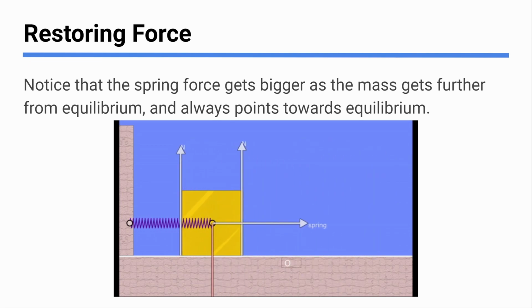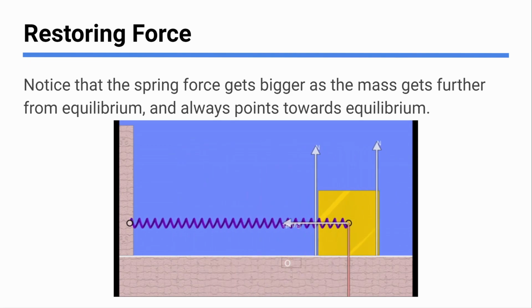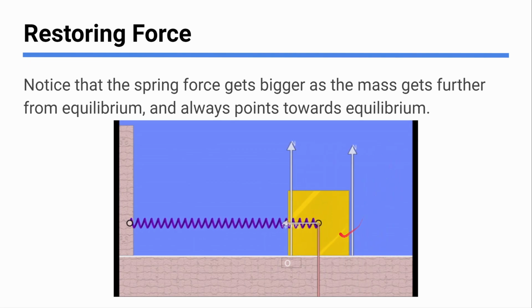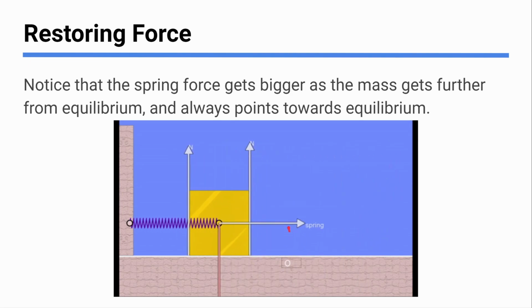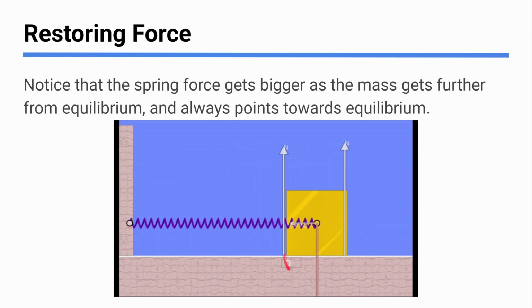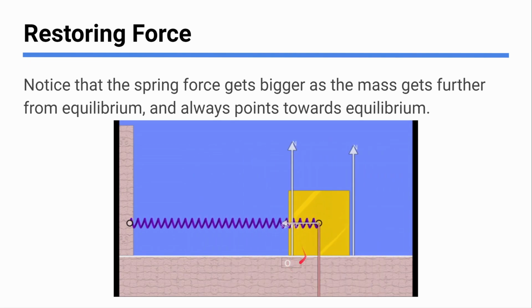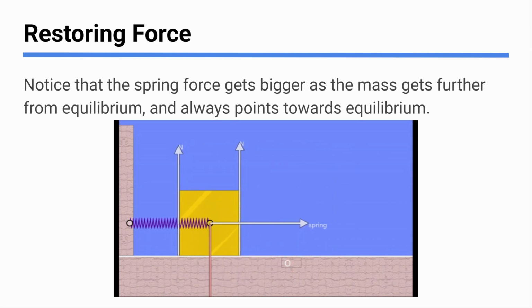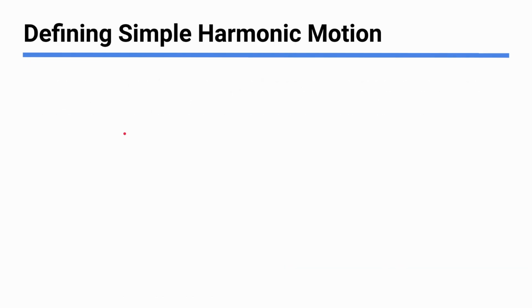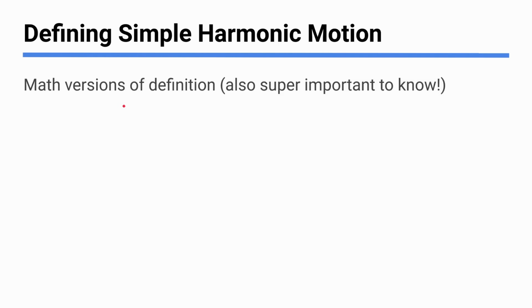The further away you get, the bigger the force is. And notice too, it always points towards this center point. So we can kind of tell it wants to relax, like right here. If we let this thing go for a while, assuming there's friction and so on, it would stop right here. There's an equation version of this definition in the data booklet that looks like this. So this equation is the definition of simple harmonic motion.